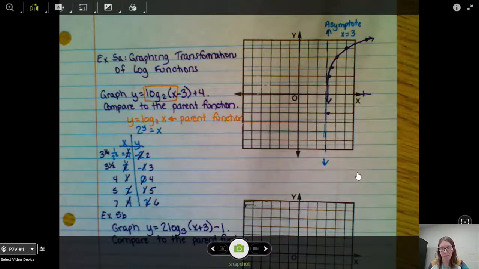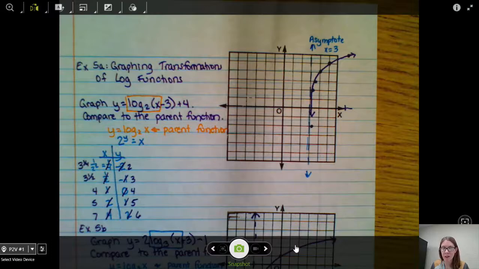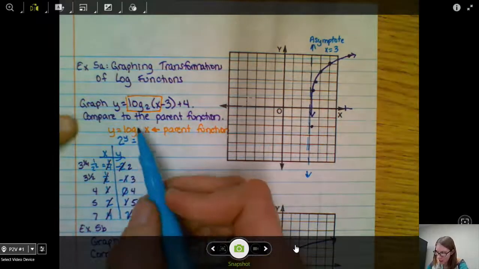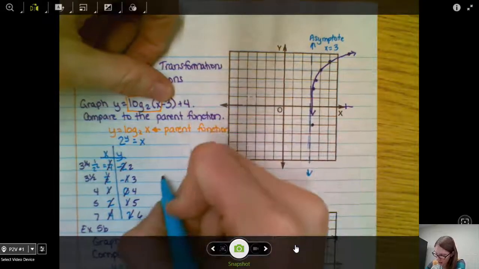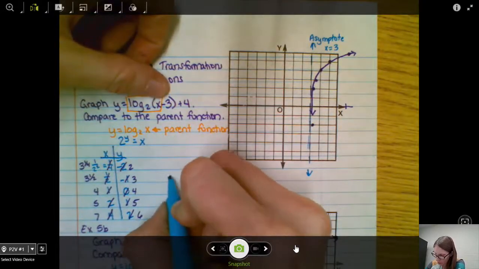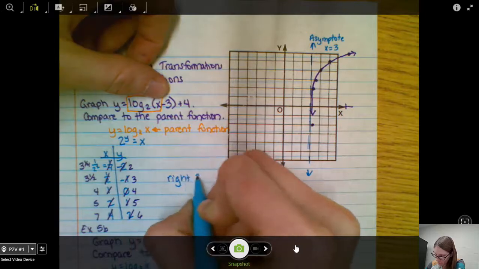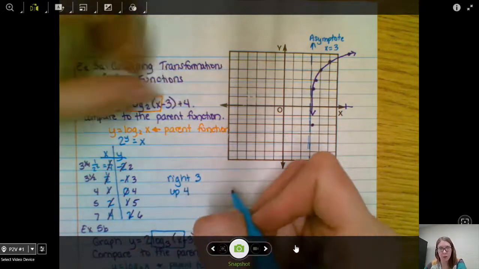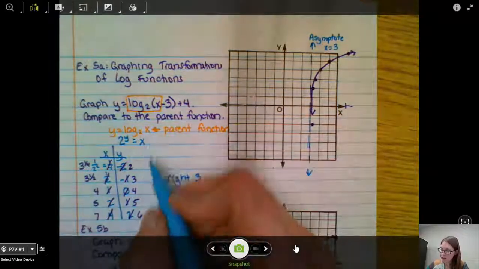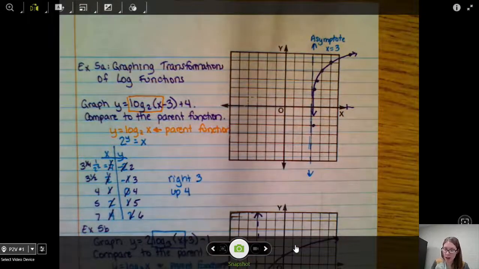Last little piece that I almost forgot in example 5a is to compare to the parent function. And that's just describing our transformations. So we have a translation right 3, and then our translation up 4. And we had already thought about this when we were changing our table, but just to write it out here. Translated right 3 and up 4.